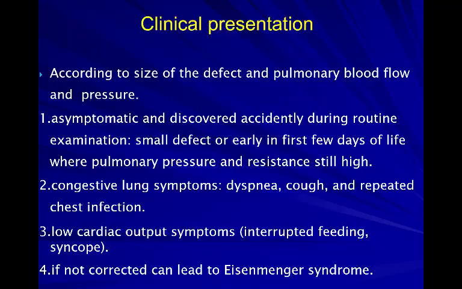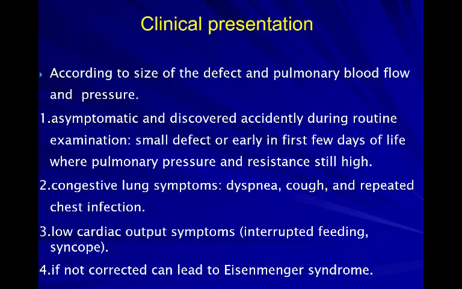Clinical presentation of VSD depends on the size of the defect and pulmonary blood flow and pressure. If it is a small VSD, it is asymptomatic and discovered accidentally during routine examination. In the first few days of life, the pulmonary pressure and resistance are still high. Congested lung symptoms in the form of dyspnea, cough, repeated chest infection occur in case of large VSD associated with heart failure. Low cardiac output symptoms include interrupted feeding and syncope.